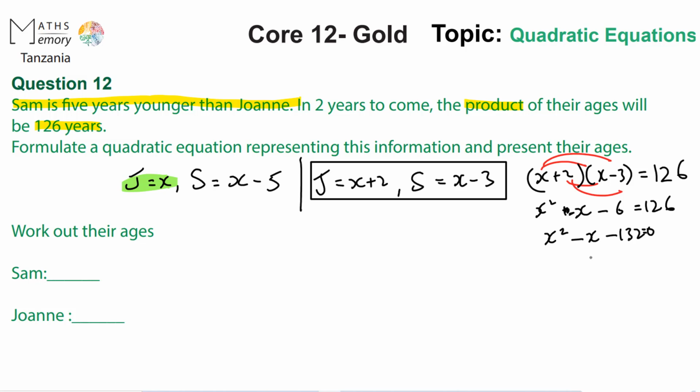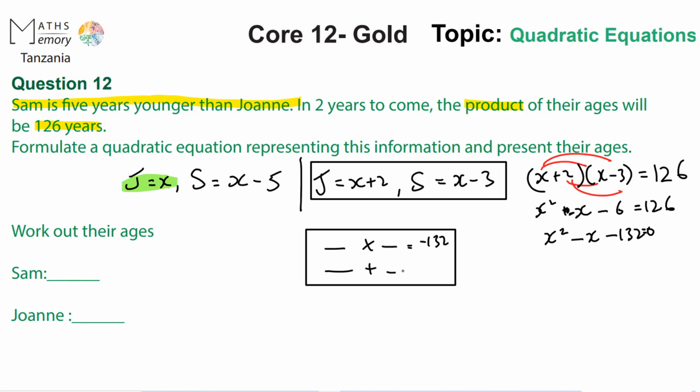Let's now do the quad box on this. Okay, so we've formulated a quadratic equation. Let's do the quad box and find out x. The two numbers are multiplied to get minus 132, add up to get minus 1. So quad box, minus 132, adding up to get minus 1. That's the quad box.